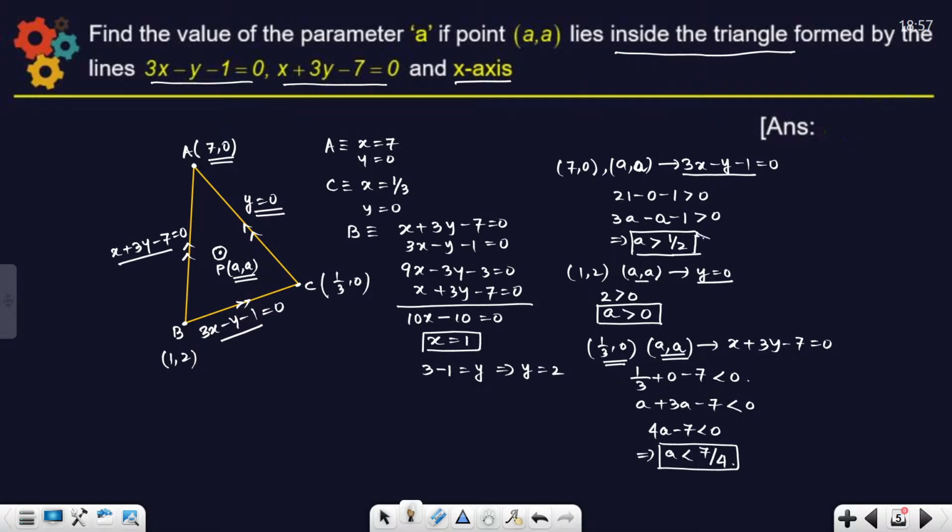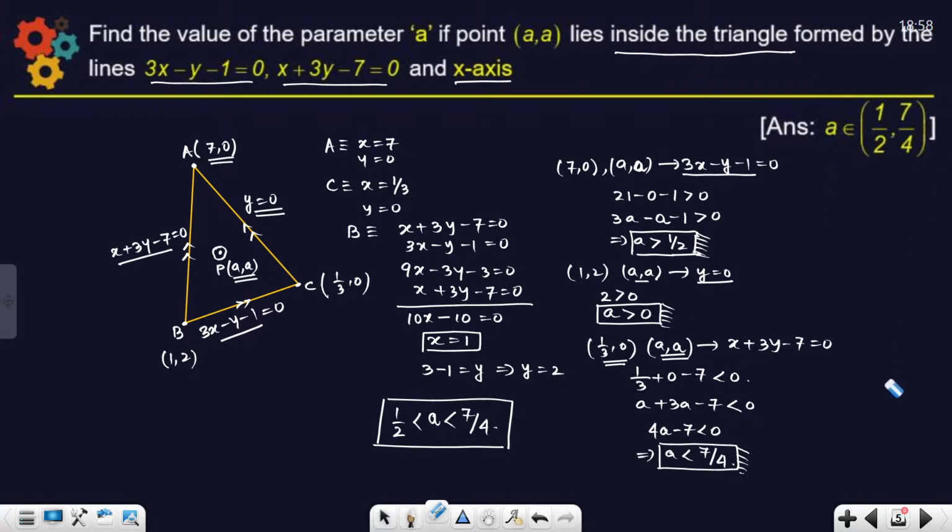Where is the first condition? This condition as well as this condition, to get the actual condition given that the point a comma a will lie inside the triangle. So what is the intersection of these three solutions? We will have a is greater than half, less than 7/4, and that will be the range for a. That will be the range for the parameter a. As simple as that. Is it clear to all?